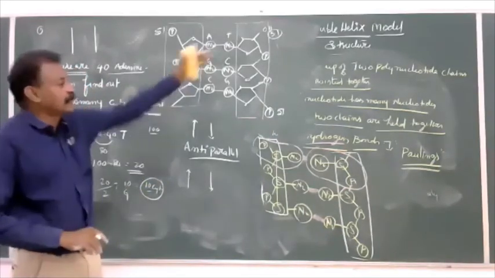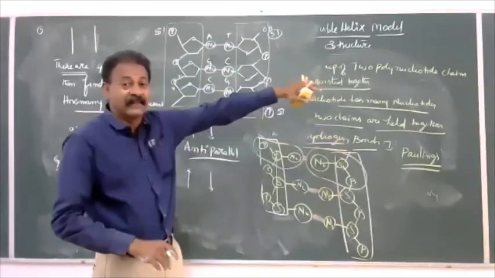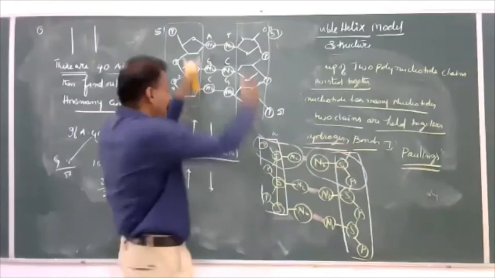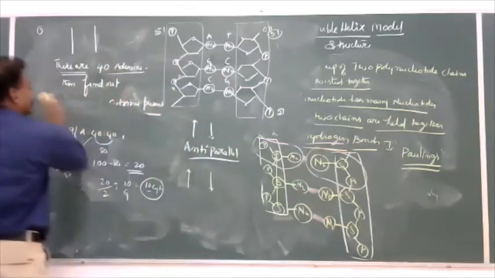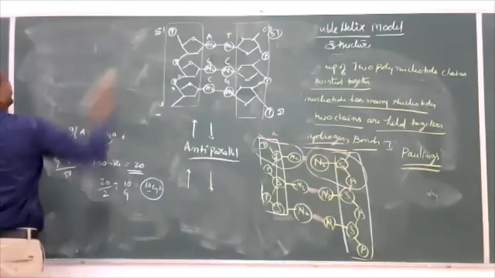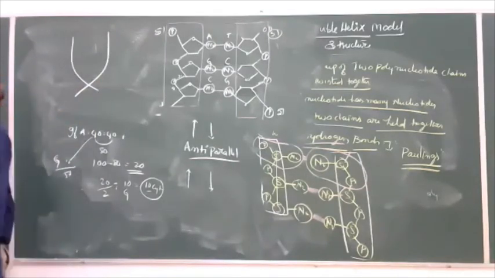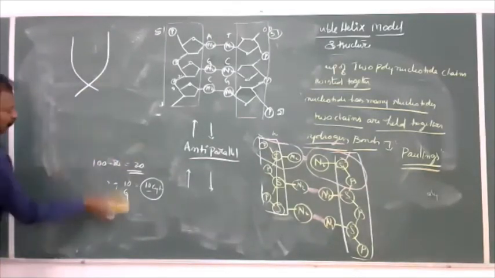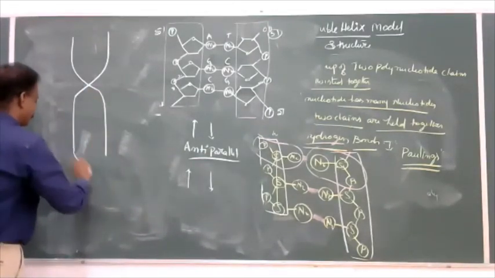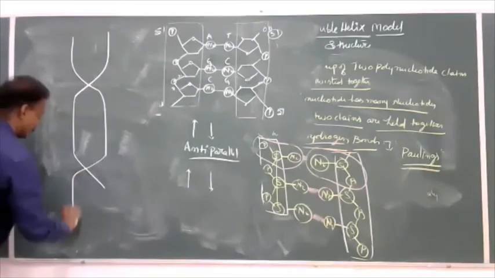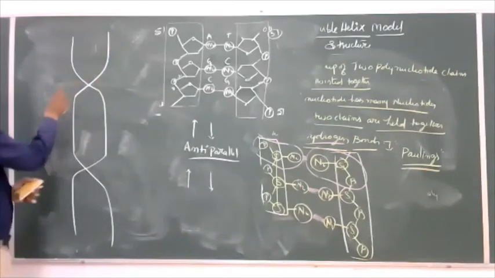And according to the presentation of Franklin and Wilkins, even though it is parallel, it is not always parallel. At certain places, these two chains are twisted. Again, they move parallel. Again, at a particular interval, they are twisted. So this is called double helix.